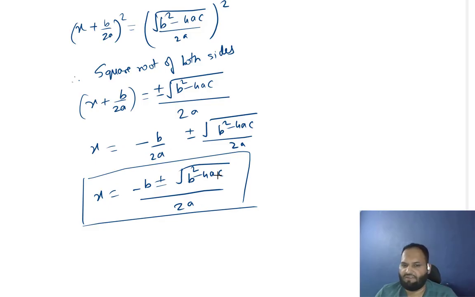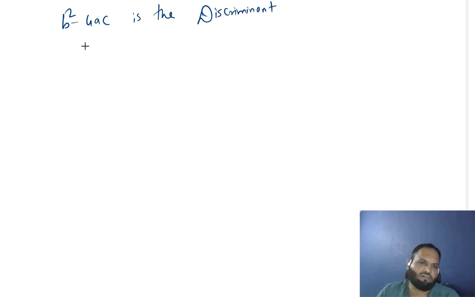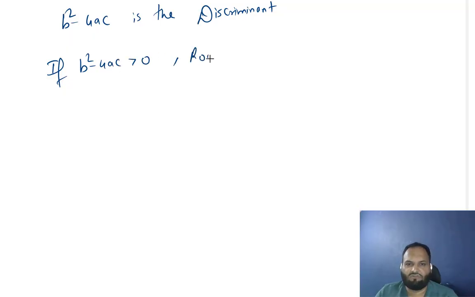By this we can directly find out the roots of the quadratic equation, and this b square minus 4ac is called the discriminant, which we will discuss in the next slide. b square minus 4ac is the discriminant that shows us what roots will be there. For example, if b square minus 4ac is greater than 0, then we say roots are real and unequal.